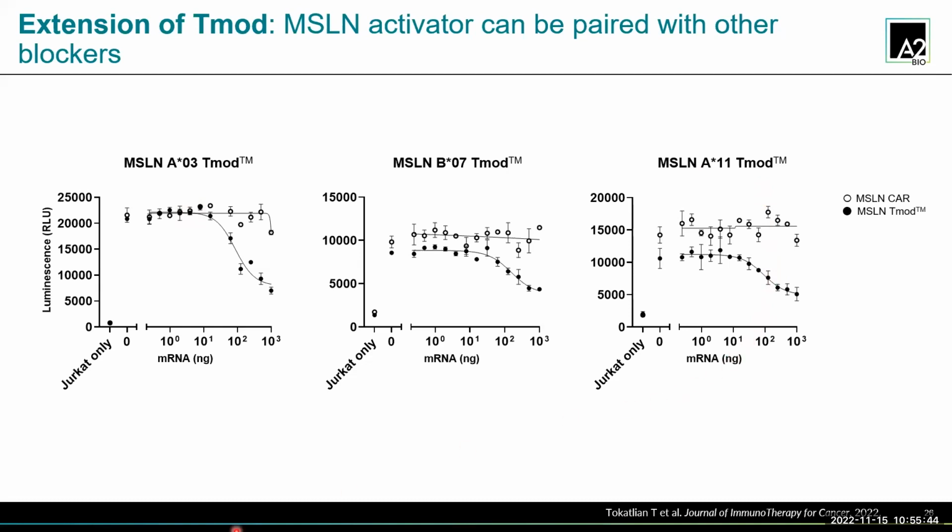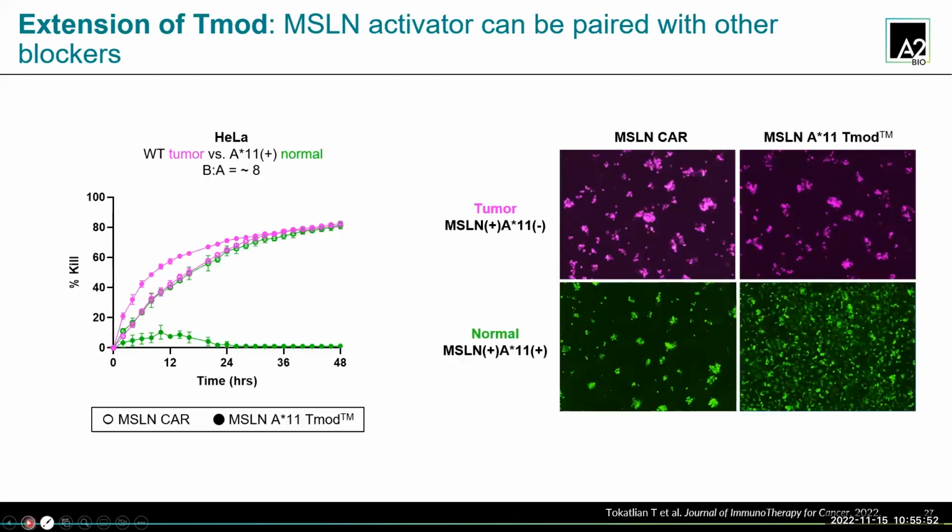Because HLA-A11 is of high interest, especially in Asian populations where the frequency of HLA-A11 is high, we further screened mesothelin CAR paired with A11 blocker in primary T cells and showed that this A11 blocker similarly blocked killing of A11 positive, mesothelin positive normal cell targets, and could kill A11 negative tumor cell targets just as efficiently as the CAR alone.